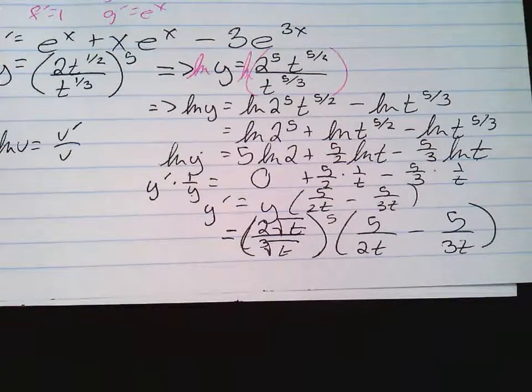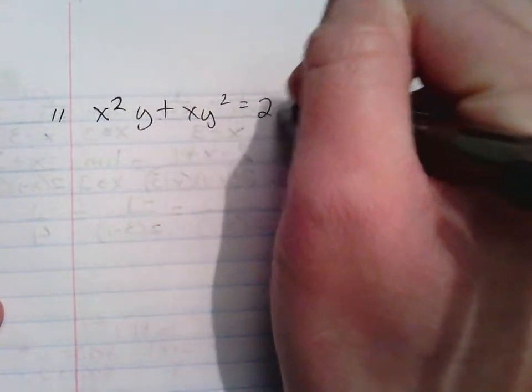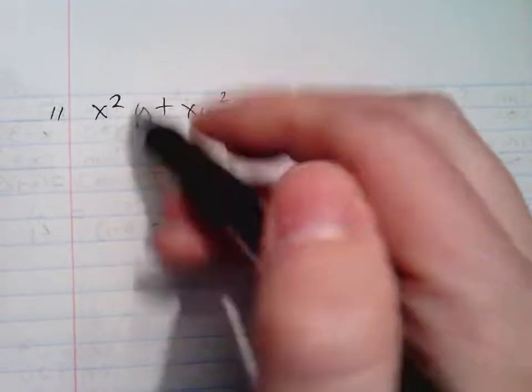Okay, next we're going to be doing implicit differentiation. So we're going to be finding the derivative, finding dy over dx, of x squared y plus xy squared equals 25. So the product rule, so f is x squared, f prime is 2x.